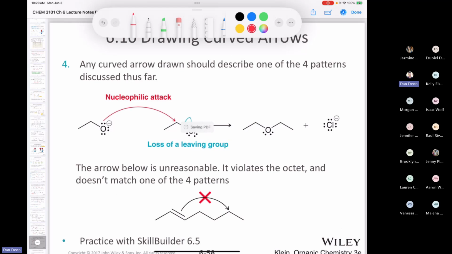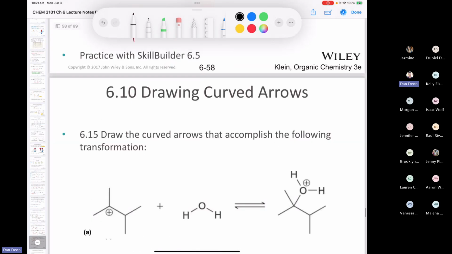Anyhow, any curved arrow that you draw moving forward should describe one of the patterns that you've seen, one of the 4 patterns, like nucleophilic attack, loss of leaving group. If you look at this arrow shown down here, it doesn't have anything to do with anything. It breaks the octet rule, and it doesn't match any of the patterns, right? This carbon, for the head of the arrow, already has 8 electrons, so you can't add 2 more electrons to it. That's a violation of the octet rule. So every time we draw curved arrows, most of the time, we'll identify them as being nucleophilic attack, loss of leaving group, proton transfer, or rearrangement.